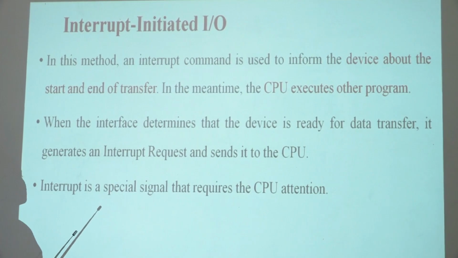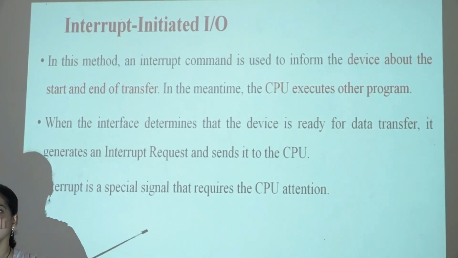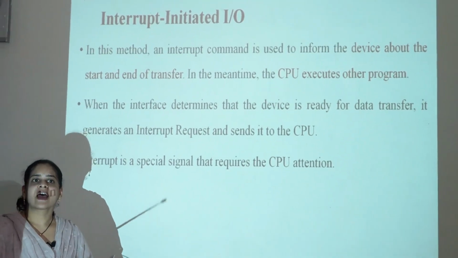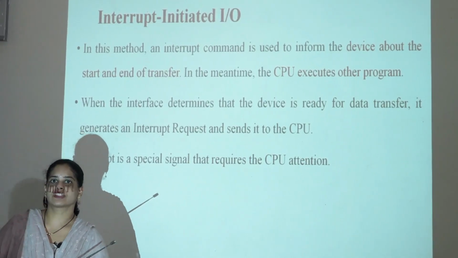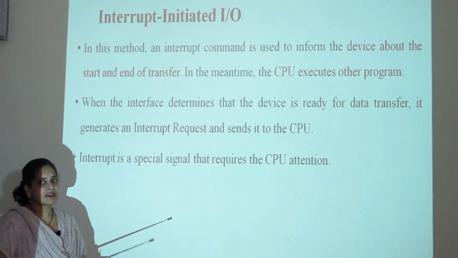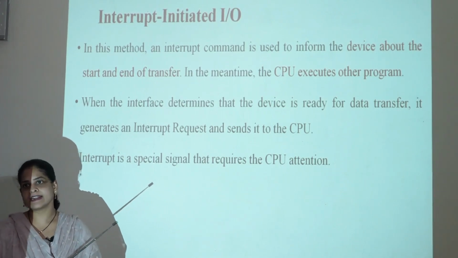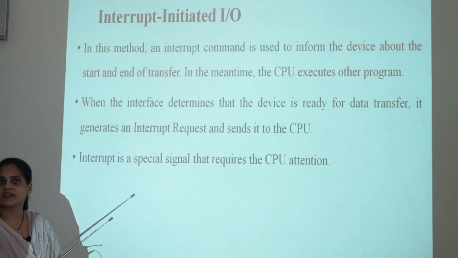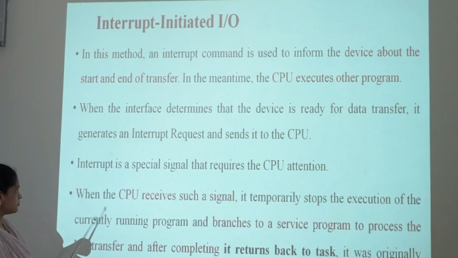So when the interface unit of an input output interface determines that there is information taken as input from the keyboard that has to be transferred to the memory unit of the computer, which requires CPU intervention, then it will intimate the CPU with the help of a special signal which is called an interrupt signal. So an interrupt signal is nothing but a special signal that requires the intervention or attention of the CPU.